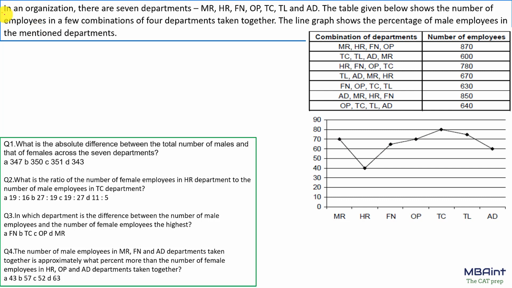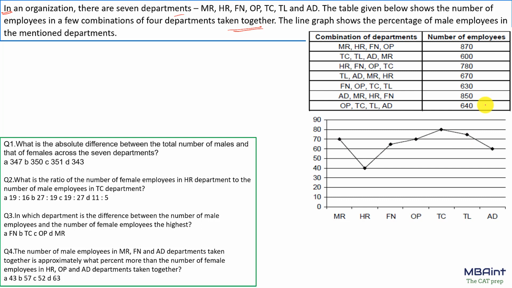So let's start. In an organization, there are 7 departments: MR, HR, FN, OP, TC, TL and AD. The table given below shows the number of employees in combinations of 4 departments taken together. So combinations are there and the number of employees. Very simple to understand. The line graph shows the percentage of male employees in the mentioned departments. So for each department, we have the percentage of male employees. Now these are the 4 combinations.